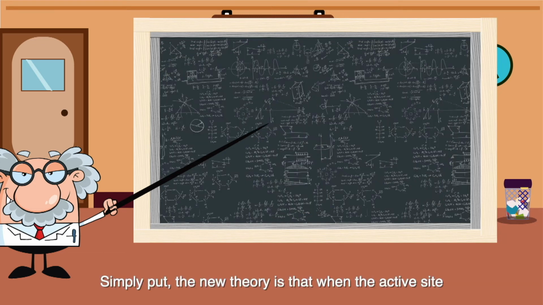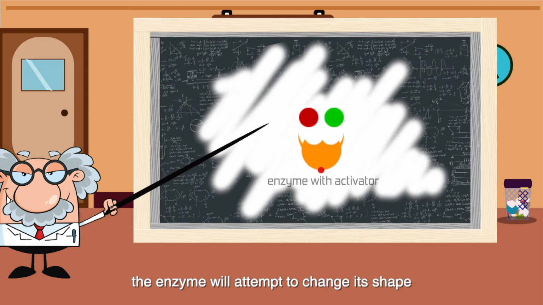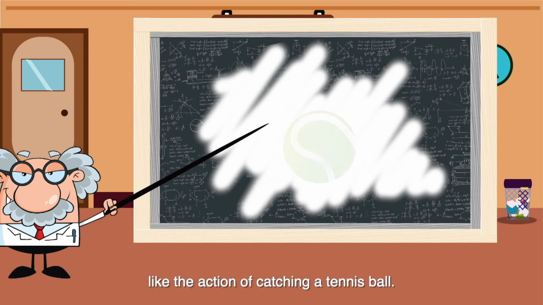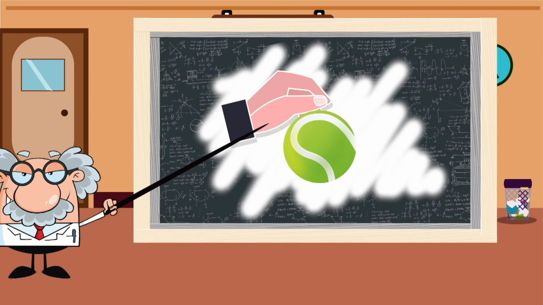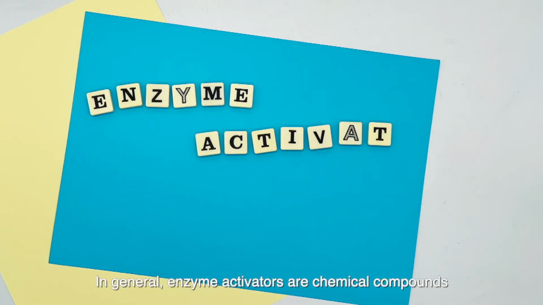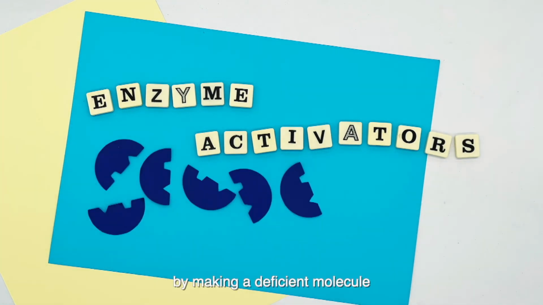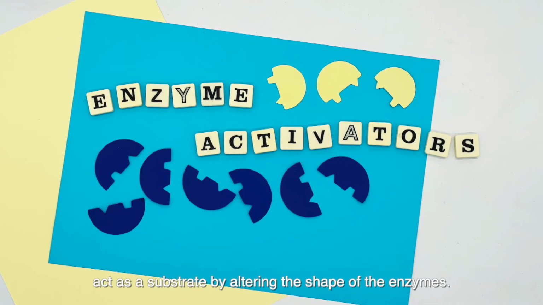Simply put, the new theory is that when the active site comes into contact with the substrate, the enzyme will attempt to change the shape around the substrate to form a complex, like the action of us catching a tennis ball. The induced fit model also includes predictions on enzyme activators. In general, enzyme activators are chemical compounds that increase the velocity of enzymic reaction by making a deficient molecule act as a substrate by altering the shape of the enzyme.